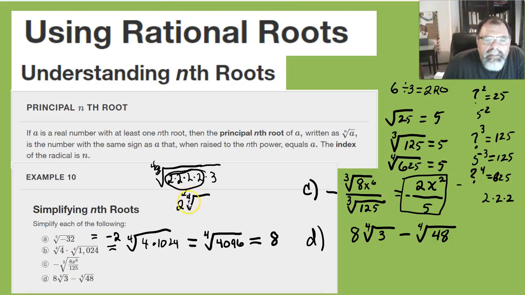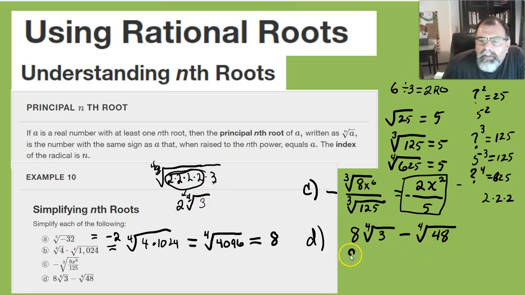So I have the perfect fourth power, so 4 2's on the inside make 1 2 on the outside. The index tells you how many of a kind you need, right? If it's square root, you need a pair, 2 of them. Cube root, you would need 3 of a kind. Fourth root, you need 4 of a kind. Fifth root, you need 5 of a kind, and so on. So this is fourth root, so 4 2's inside make 1 2 outside. Then you got the 3 left over.